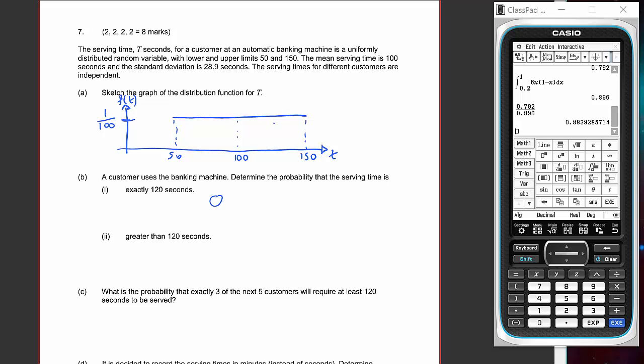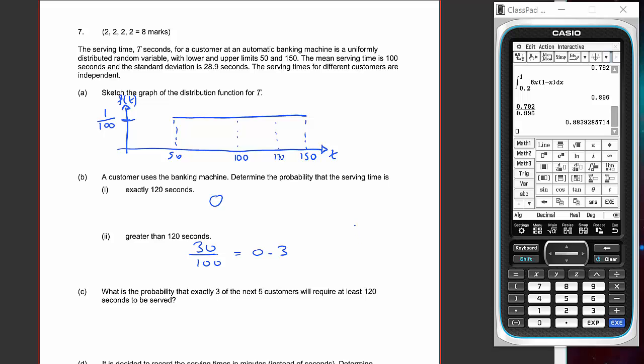Greater than 120, so 120 is here, and I wouldn't have added that to my little sketch if I'd actually been doing the test. I'd have drawn another little sketch down here. The width is 30, so we can see that's 30 over 100, or 0.3.